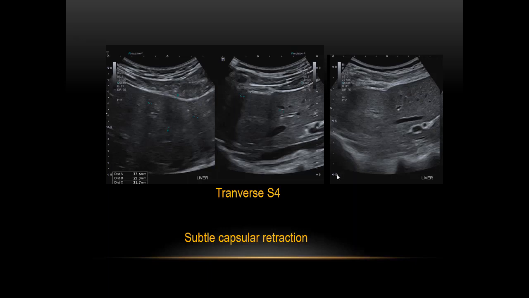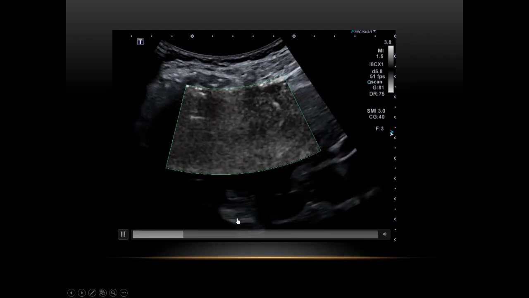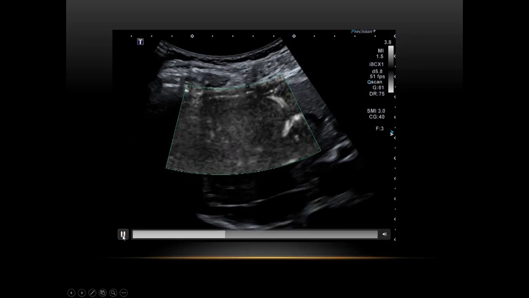In order to make sure what it is, it seems like there is something, but we don't see it because it is very iso. So we apply SMI. In this case, we see abnormal vascular distortion and displacement around the lesion.